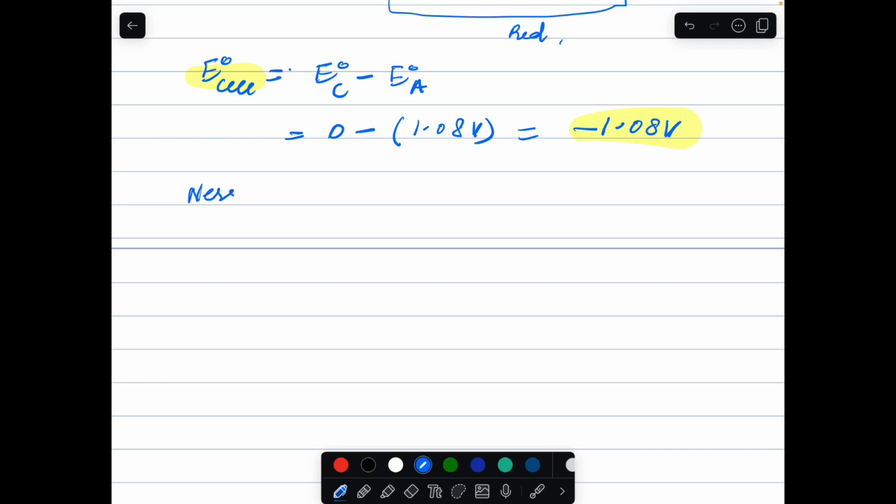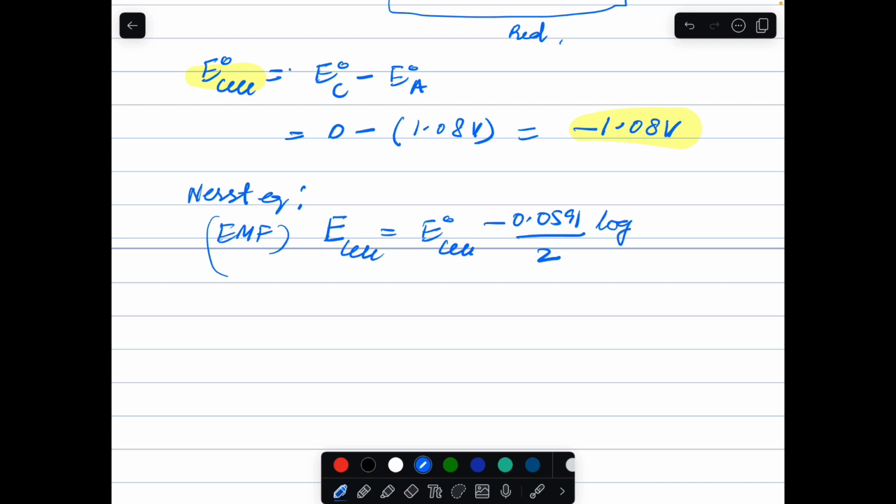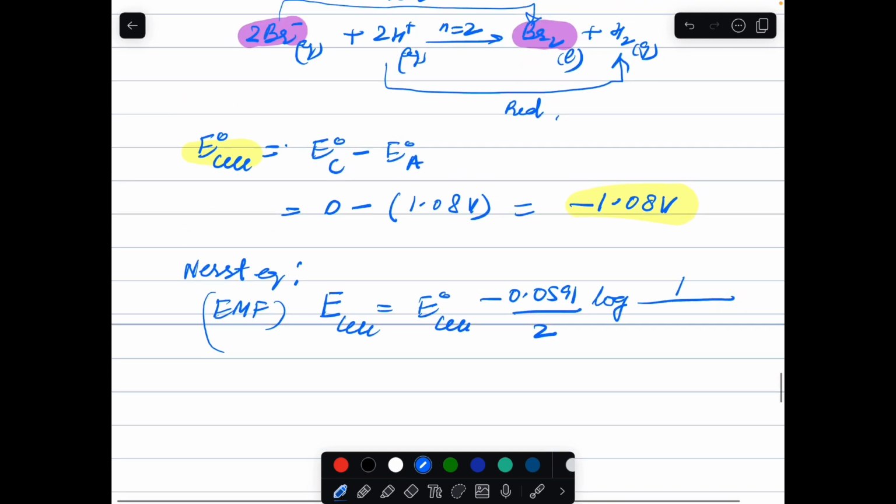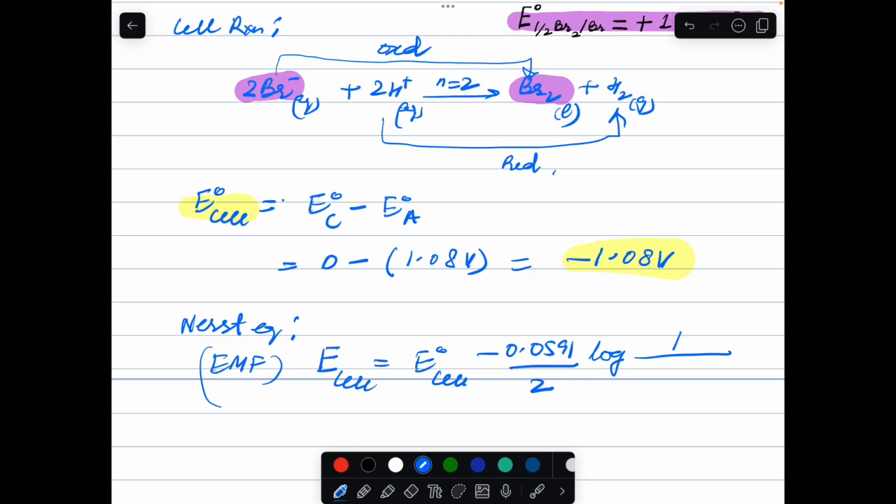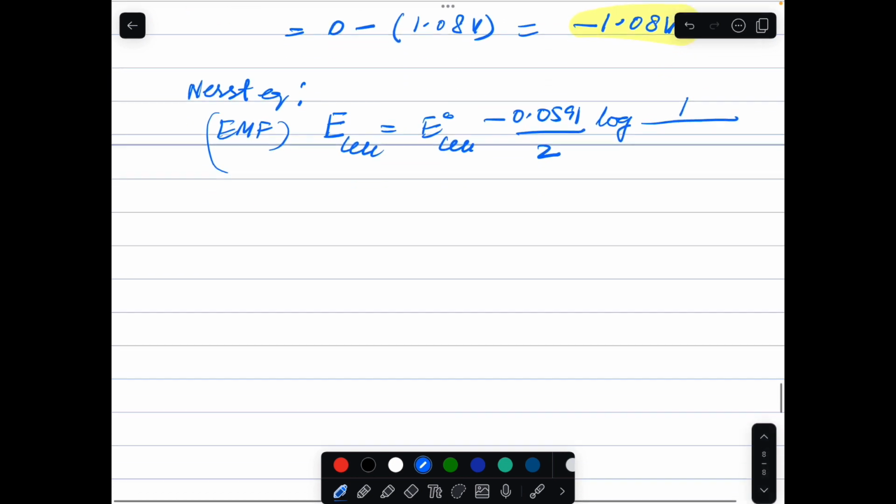So Nernst equation is written as, we will write down EMF first. So your EMF or your E cell is equal to E naught cell minus 0.0591 divided by number of electrons involved, which are 2 in our case. Then we will write down the log of entities on the product side. Have a look here. The entities on the right hand side are these elements. Therefore, for them we will write down the concentration term as 1.